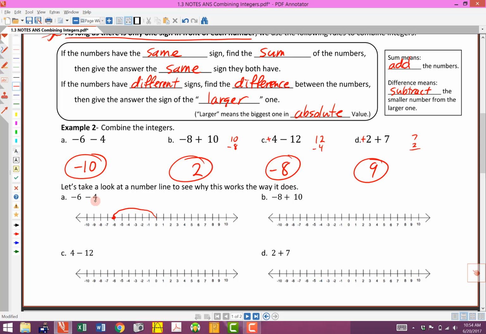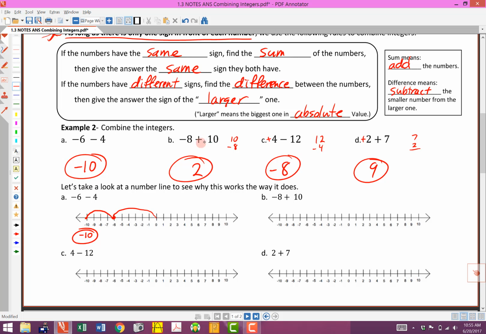And then we're going to subtract 4. That means we're going to go in the negative direction, so we're going to go to the left another 4 units. So there's 1, 2, 3, 4. So we're going to go all the way to there, and there's the answer. The answer there is -10. Matches up with what we had right there.